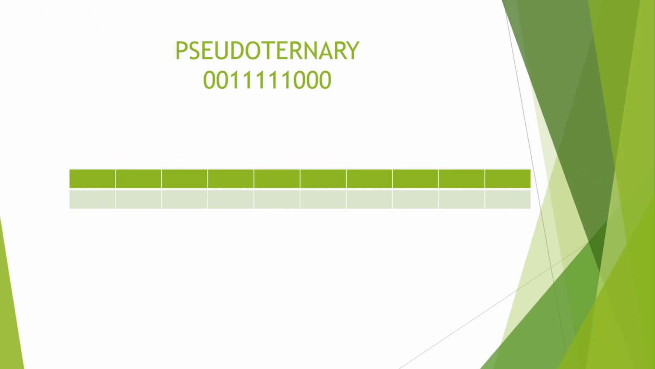Pseudo-ternary. In the case of pseudo-ternary, bit 1 can be encoded as 0 voltage and bit 0 can be encoded as alternating positive and negative voltages.